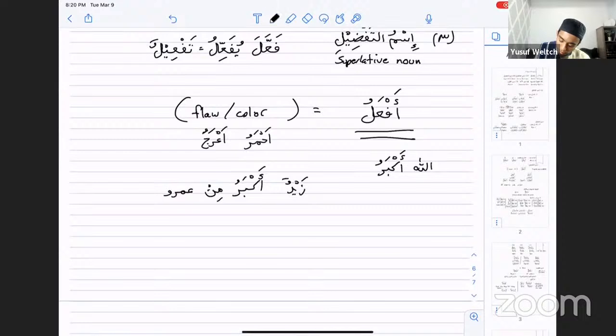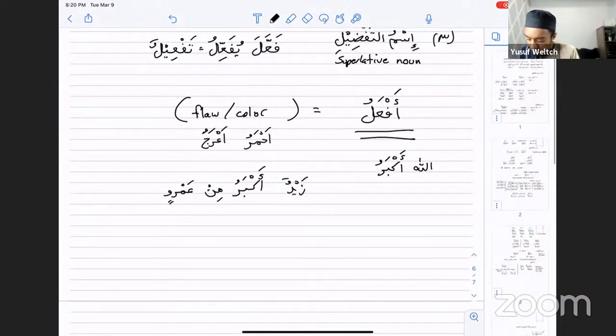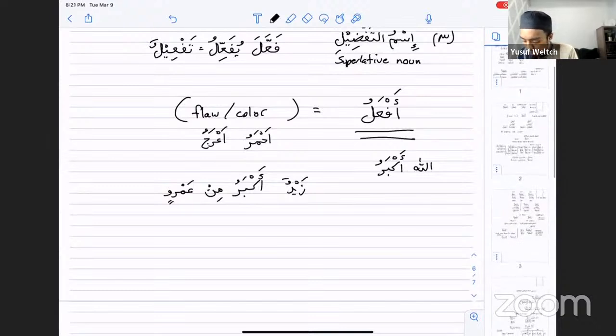So here you can compare. Zaydun akbaru min Amr. Zayd is greater than Amr. So Akbar, what are the root letters of Akbar? Kaf ba ra. What does the word kaf ba ra mean?